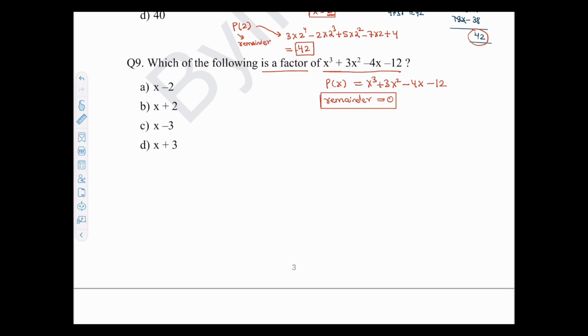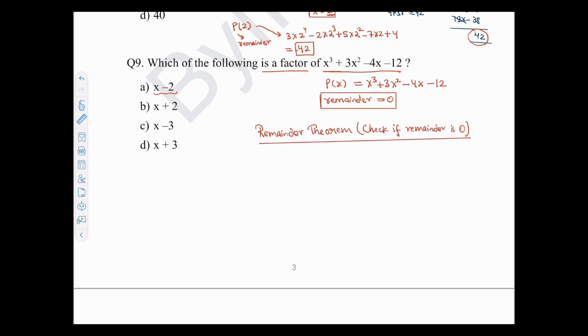Or the lengthier way to do that is you can keep trying every option. You can divide this polynomial with x minus 2 and see if the remainder is 0. You can try it with this and see if the remainder is 0, and you can try it with this and see if the remainder is 0. Now division will take a lot of time. So what we are going to do, we are going to be applying the remainder theorem over here and check if the remainder is 0.